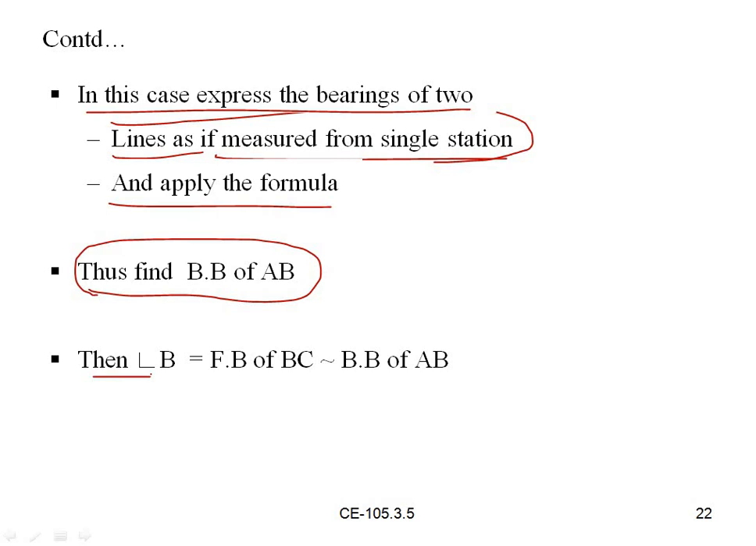So then angle B is equal to forebearing of BC minus back bearing of AB. So here angle B is equal to forebearing of BC minus back bearing of AB.